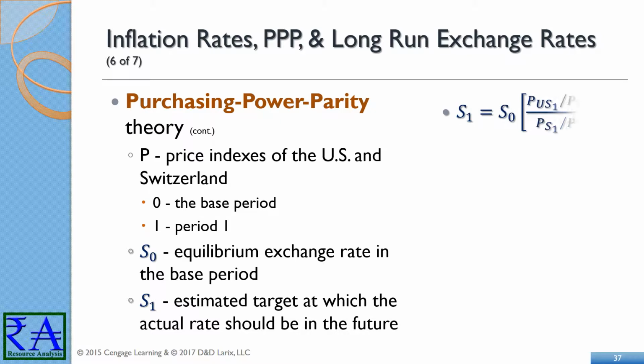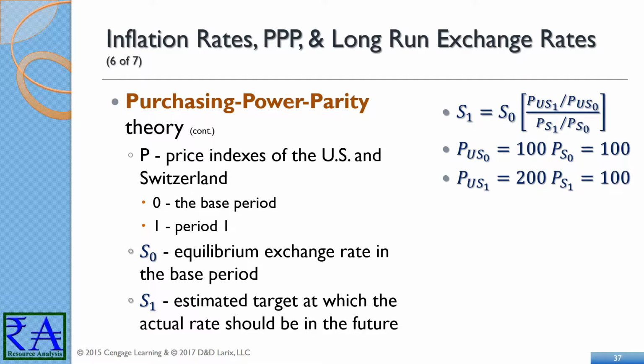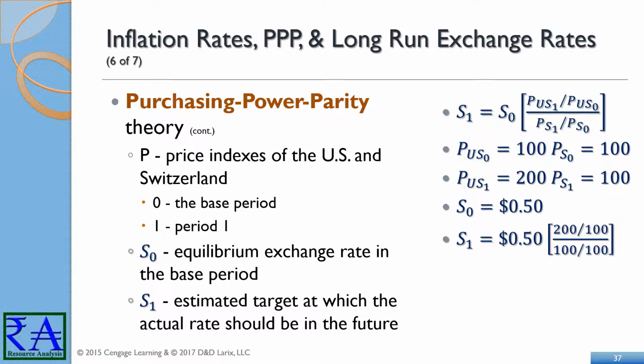In this example, we see U.S. prices climbing by a factor of 100%, a result of inflation, while prices in Switzerland remain constant. We have a current exchange rate of 50 cents per Swiss franc. Putting the numbers through the formula, we see that the future exchange rate is expected to migrate to $1 per Swiss franc. The US dollar depreciates.